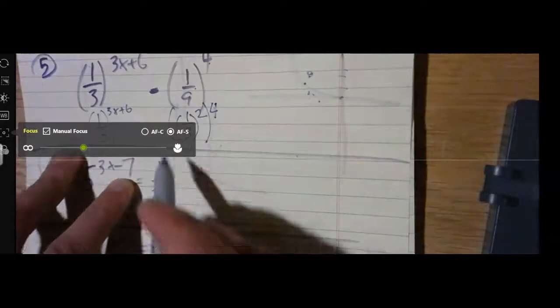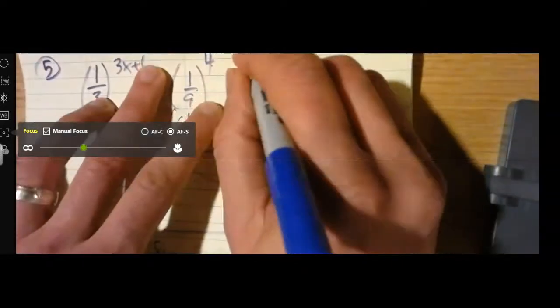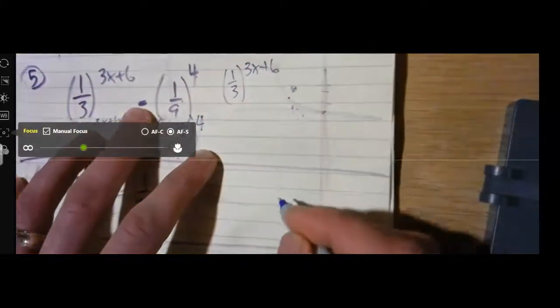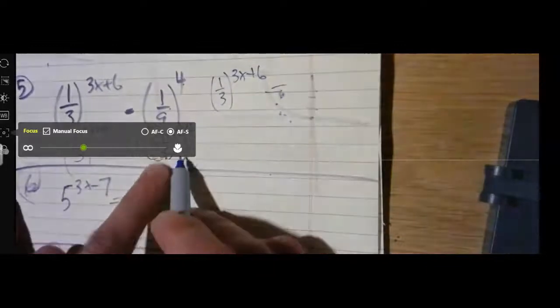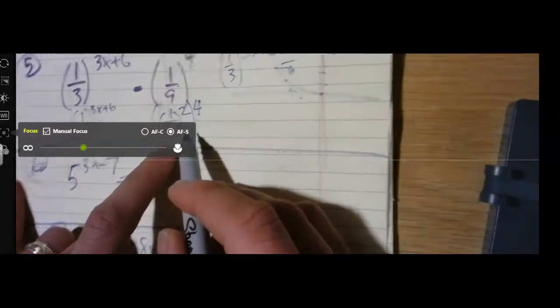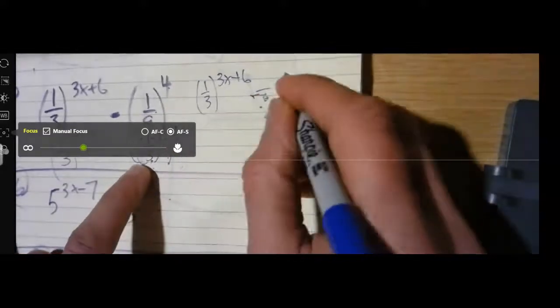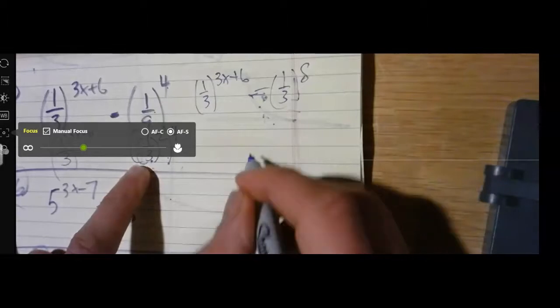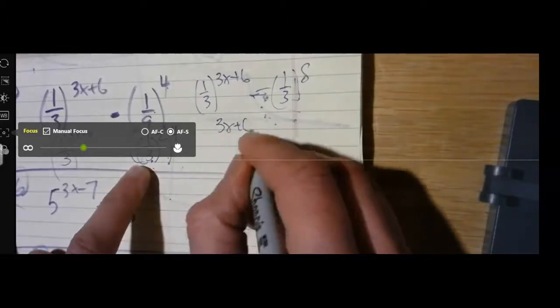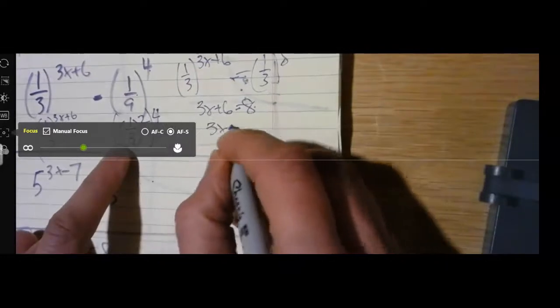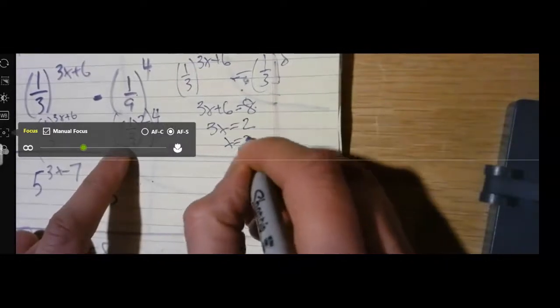So therefore, we now have 1/3 and 1/3. So we have 1/3 to the 3x plus 6, okay, equals, now over here, we're going to have 1/3, now it's going to be to the 8th. So therefore, 3x plus 6 equals 8, all right? And then 3x is equal to 2, and therefore x is equal to 2/3.